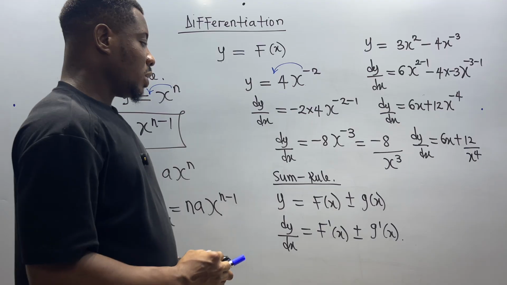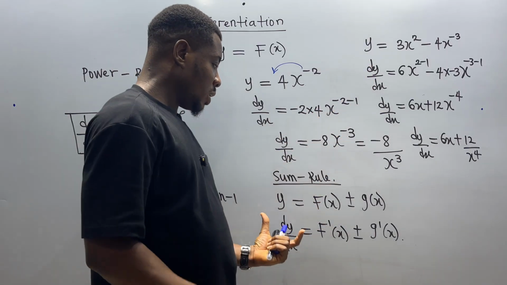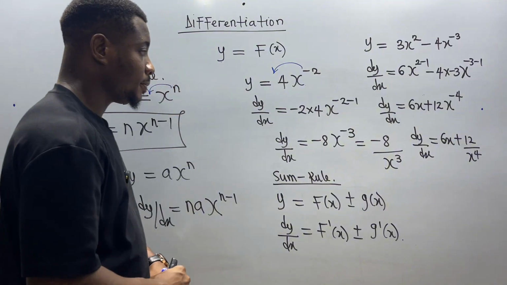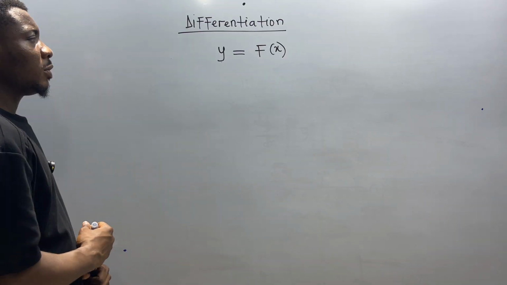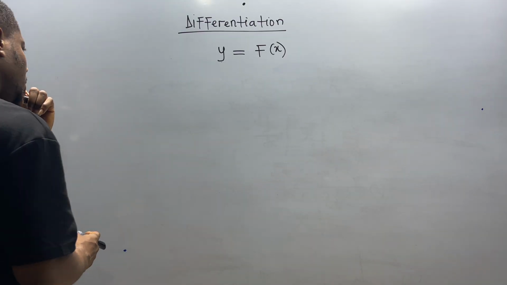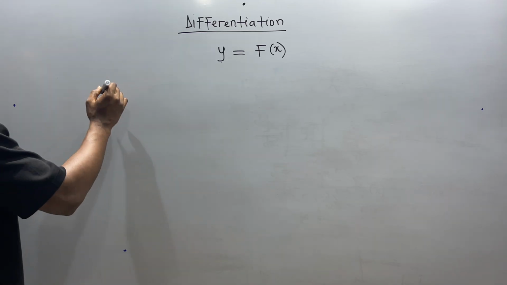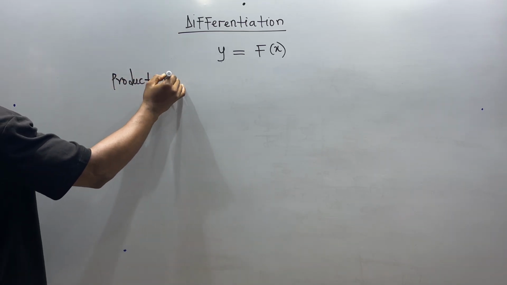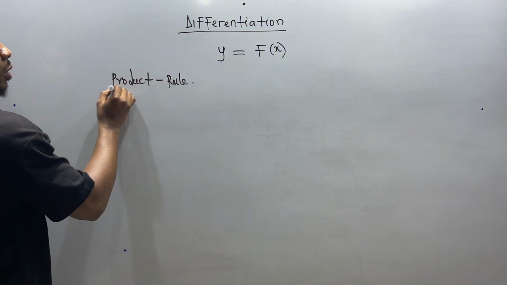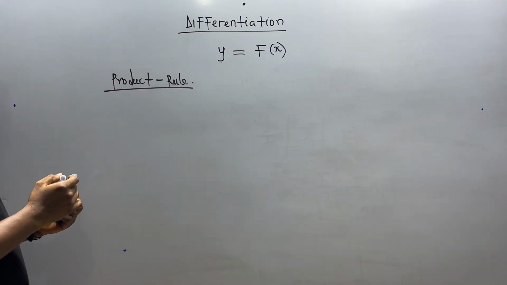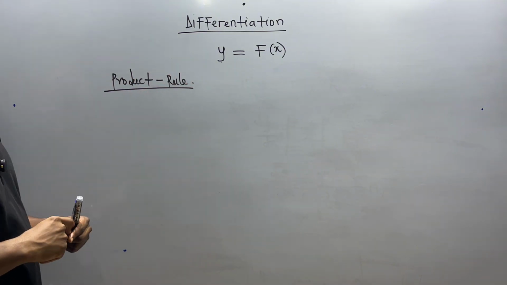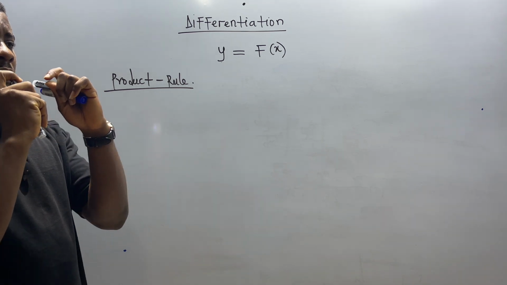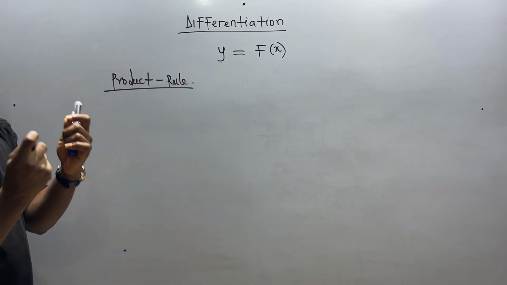Okay, so this is how we can work with the sum rule, when we have two functions that sum together. Another technique of differentiation that we have is the product rule. Now, when do we use product rule? From the word product, I use product rule when I have two functions or two terms that I'm multiplying.